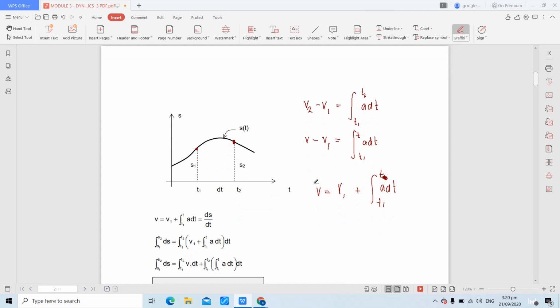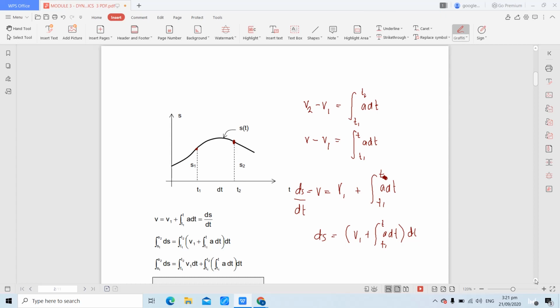But velocity v has a kinematic differential equation that is equivalent to ds over dt. So by cross multiplication, that is ds equivalent to quantity v1 plus integral of a dt from t1 to t, multiplied by dt. Ito na tayo. So, na-separate na natin yung variable ng displacement tsaka time. You are now ready to integrate both sides of the equation, from T1 to T2, from S1 to S2.